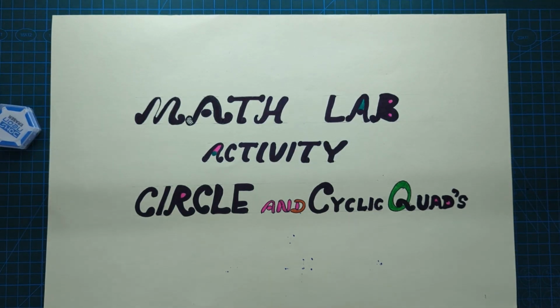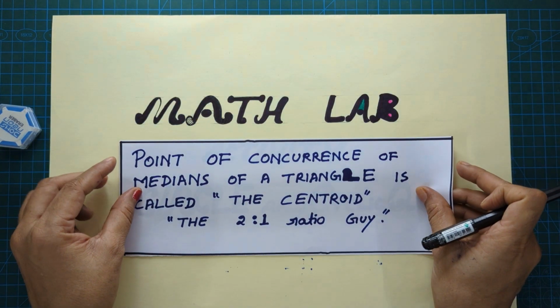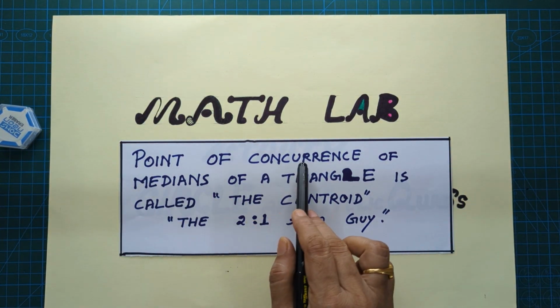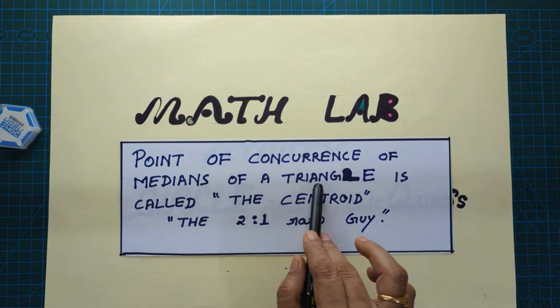In this Mathlab activity, we will talk about the 2:1 guy. Who is the 2:1 guy? It is the centroid of a triangle. What is the centroid of a triangle? It is the point of concurrence of medians of a triangle.